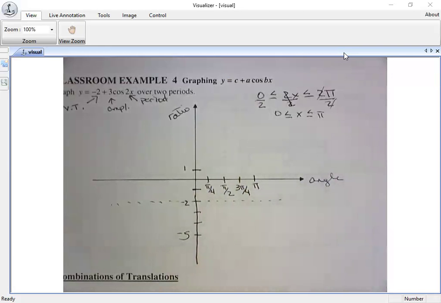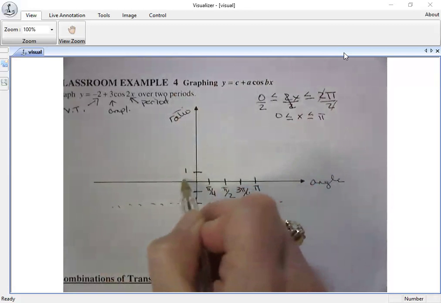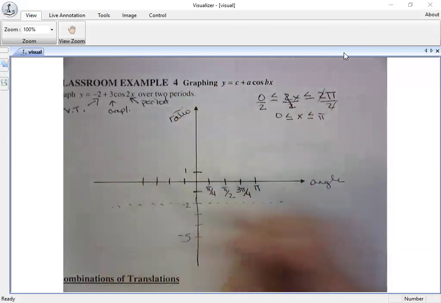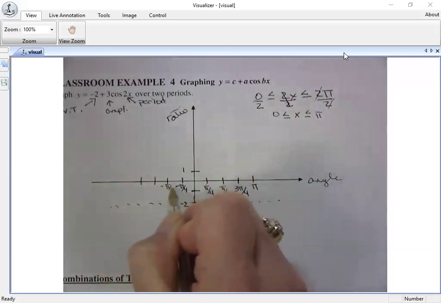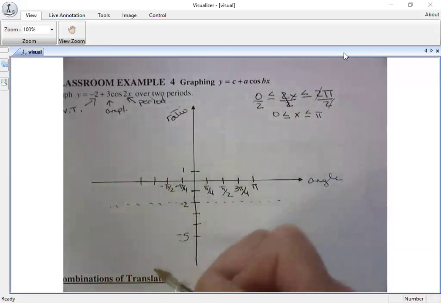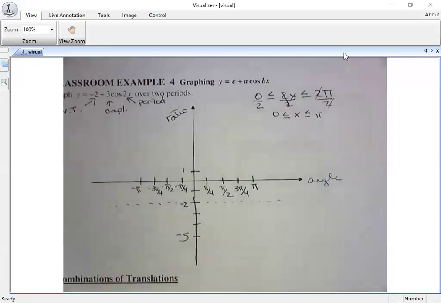Okay, now, question, do you guys want to go in the negative direction to get 2 periods, or do you want to keep going in the positive? When we do the negative, all we do is add and mark the same thing with negative. Very good. Since this didn't have any horizontal shift, it basically reflects over the y-axis, doesn't it? So we could mark off and use the negatives of each of these. Negative pi over 4, negative pi over 2, negative 3 pi over 4, and negative pi. Okay.